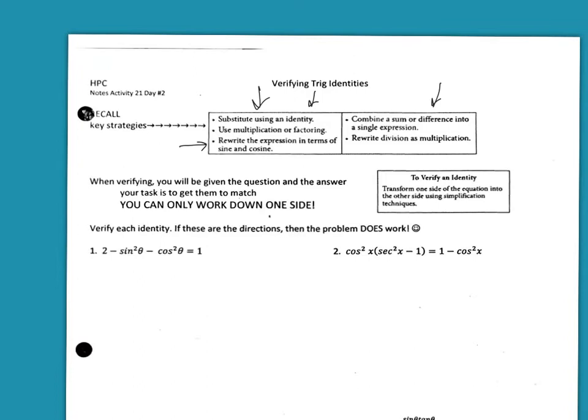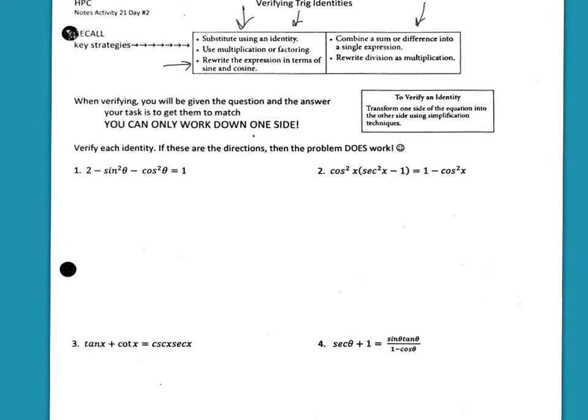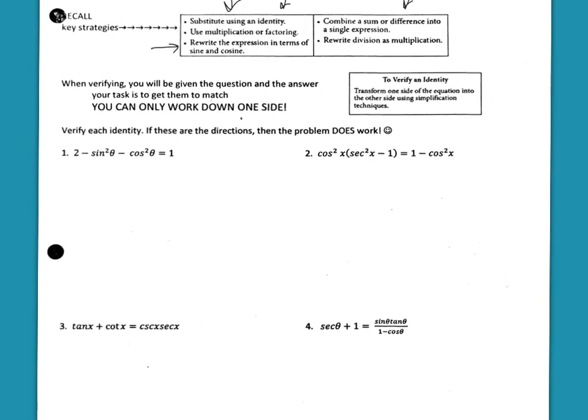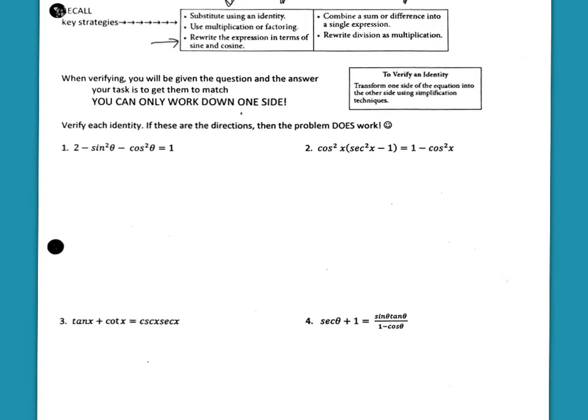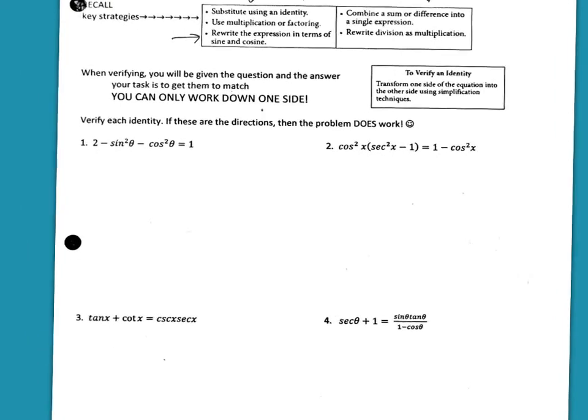So we really just have one rule. We're trying to make one side match the other. So you're only allowed to work down one side. It's your choice. It's an identity, so both sides will work. But you can only work down one side. So the smart thing to do is to pick the most complicated side. It may feel a little intimidating, but you need to pick the more complicated side.